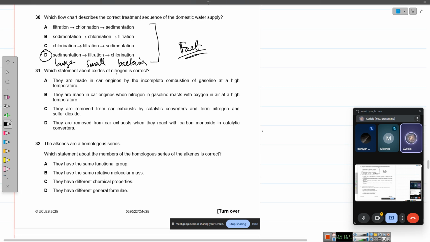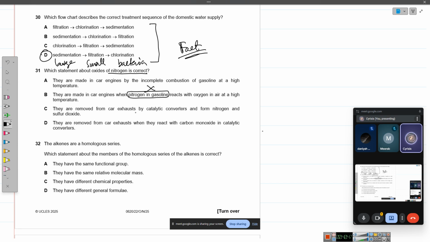Which statement about oxides of nitrogen is correct? They are made in car engines by incomplete combustion of gasoline at high temperature. Incomplete combustion, you can say so. They are made in car engines when nitrogen in gasoline, but there is no nitrogen in gasoline. It's a hydrocarbon, so that's wrong.